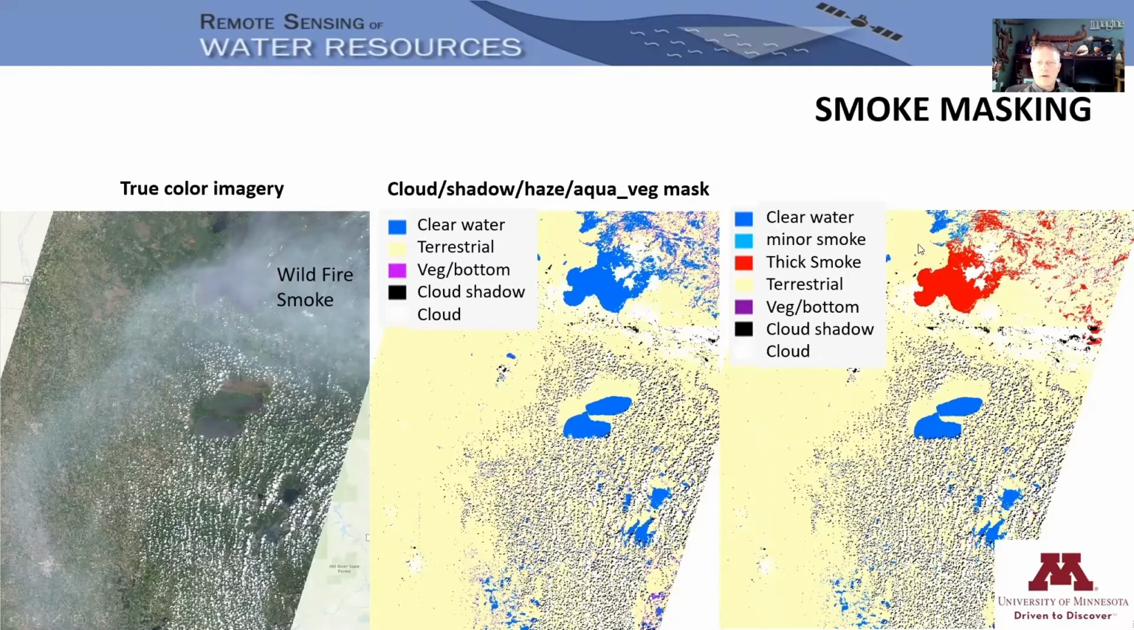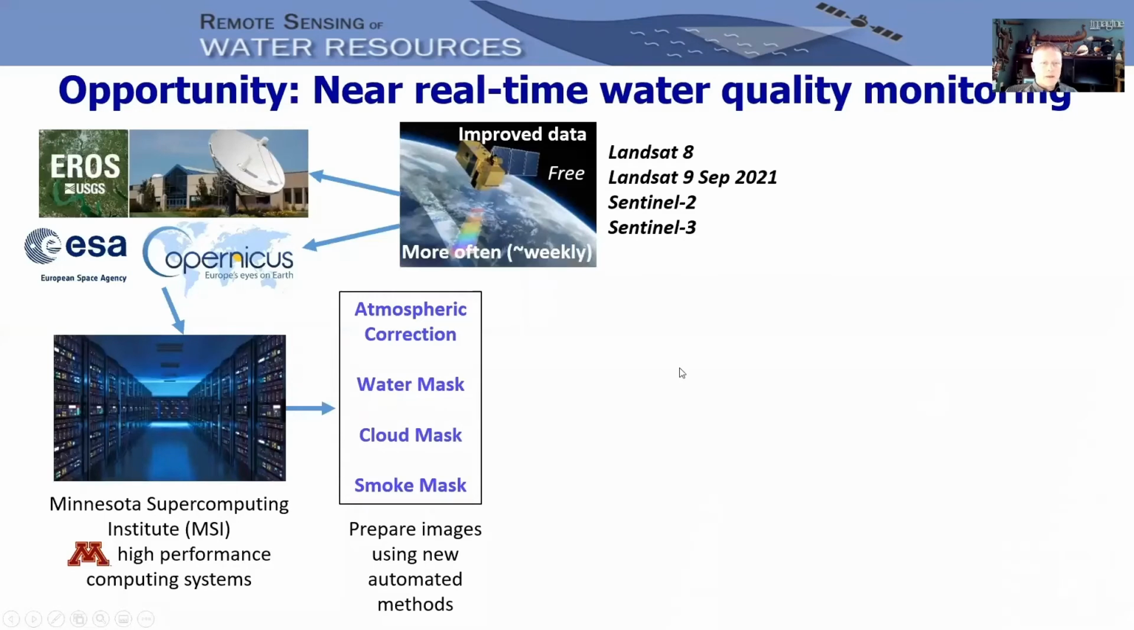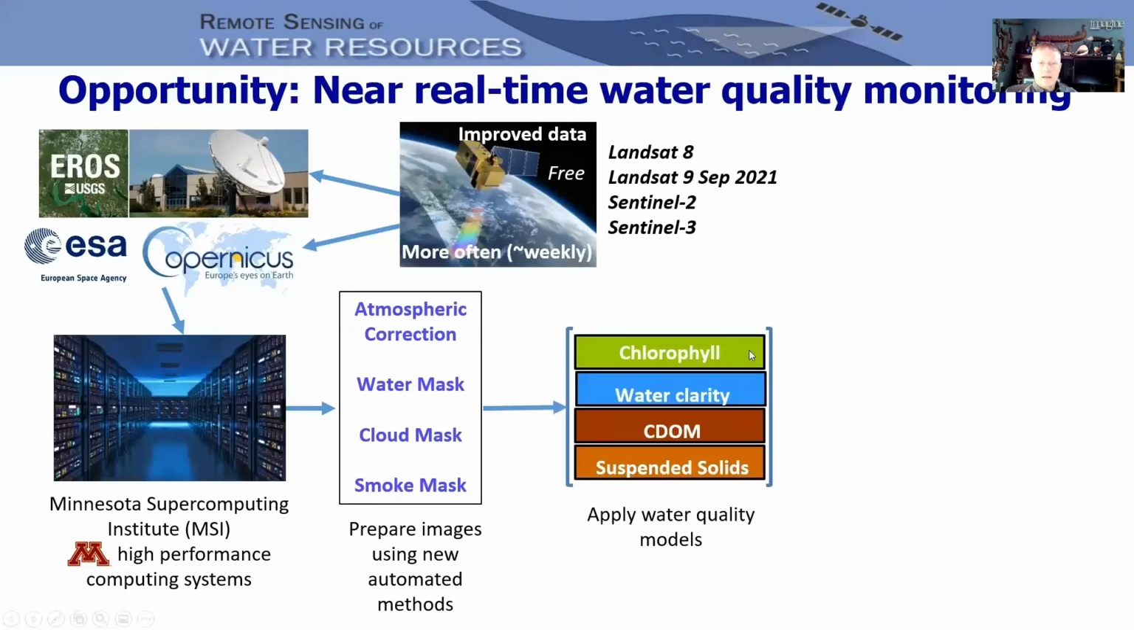So we had to come up with another aquatic smoke mask. And that's what we did, and we were able to take care of that. So once we have just clear pixels left, we can make some water quality models.